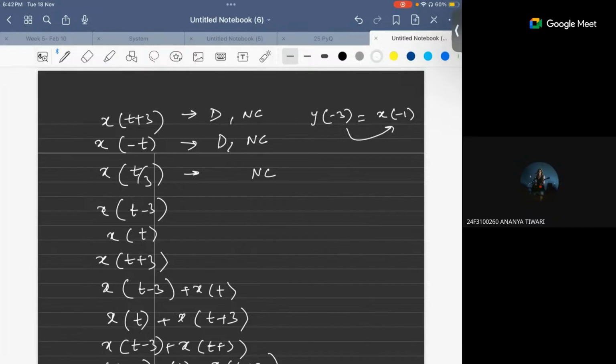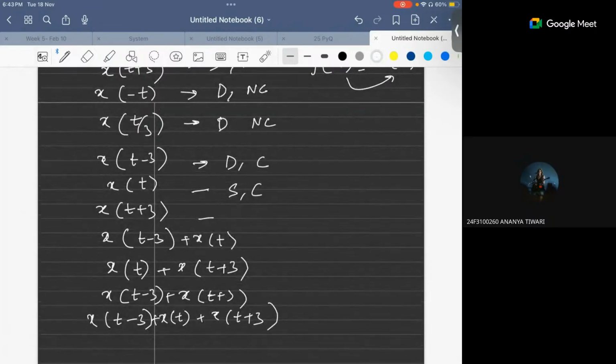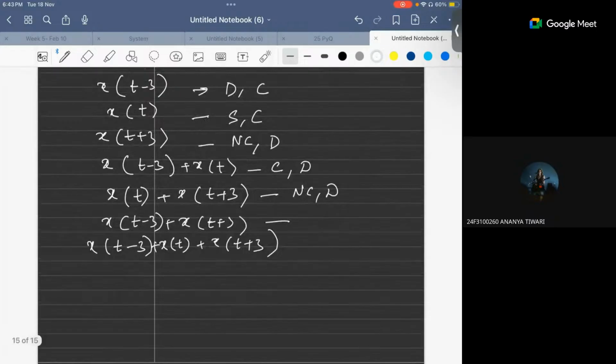What about this? Is this dynamic or static? Dynamic, right? Because what about x of t minus 3? Causal, dynamic. Dynamic, causal. Static, causal. Future, right? Non-causal, dynamic. Past and present: causal, dynamic. Past, present or future? Non-causal, dynamic. This is past and future. Future comes, so non-causal, dynamic. Past, present, future, everything: non-causal, dynamic.